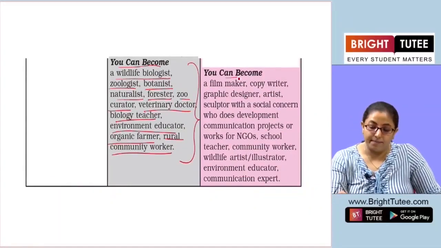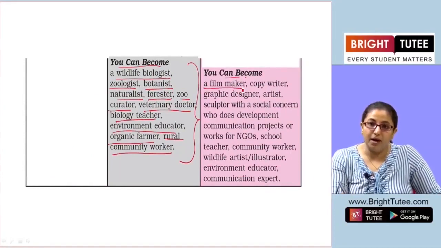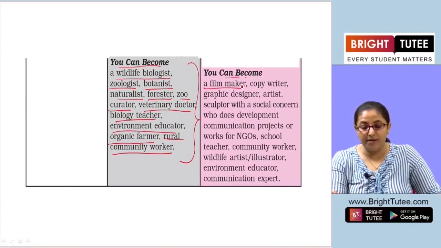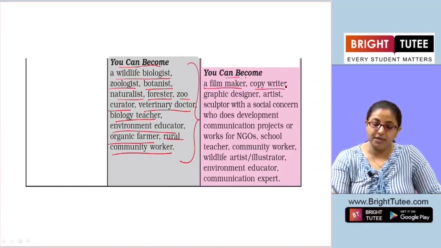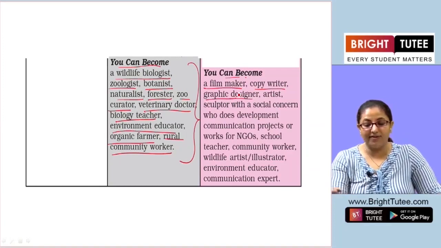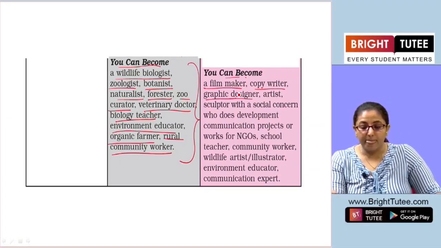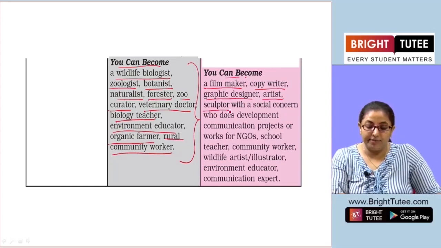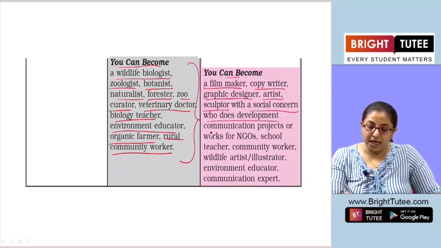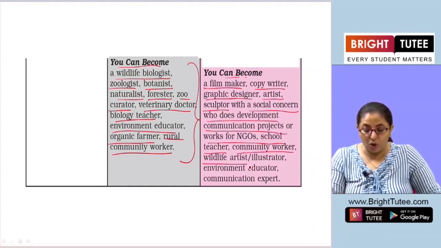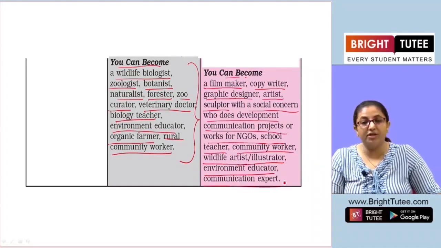What can they become? They can become a filmmaker. They can make films, produce films well, direct films well. They can become copywriters. Graphic designers, because graphic design is a very creative job. Artist, sculptor with a social concern who does development communication projects or works for NGOs, school teacher, community worker, wildlife artist or illustrator, environment educator, communication expert.